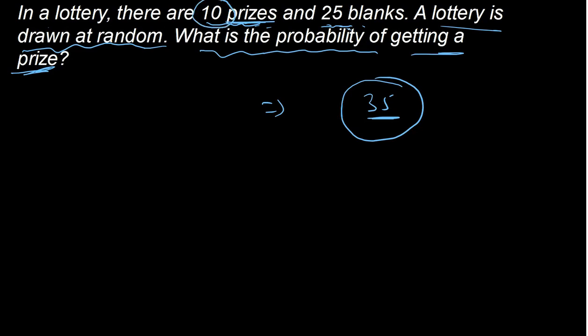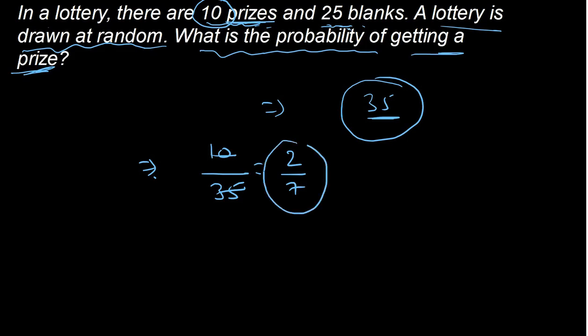Okay, so I think it's only a number question. 10 prizes are there, out of how many? 35. So I think it's a very simple question. 5 2s are 10, 5 7s are 35. So your answer is going to be 2 by 7. Okay.